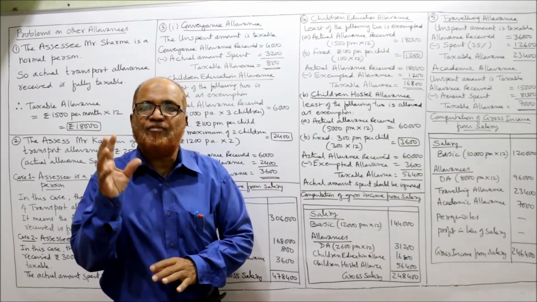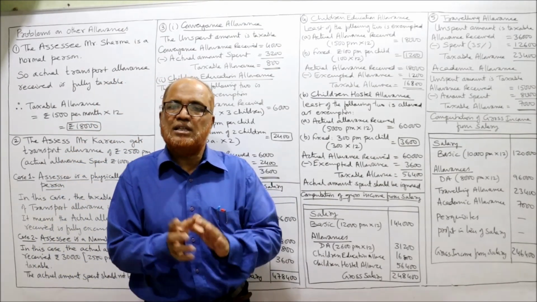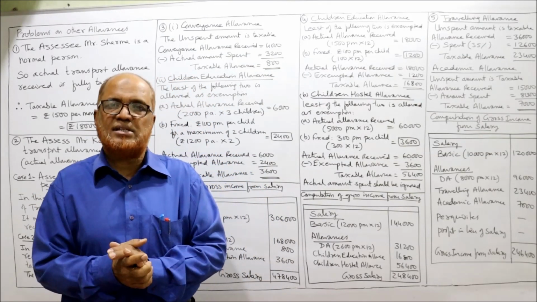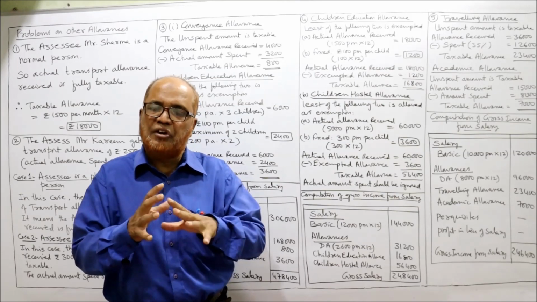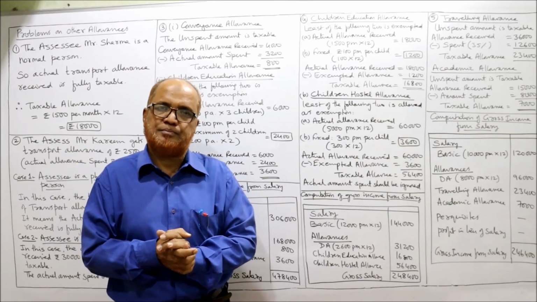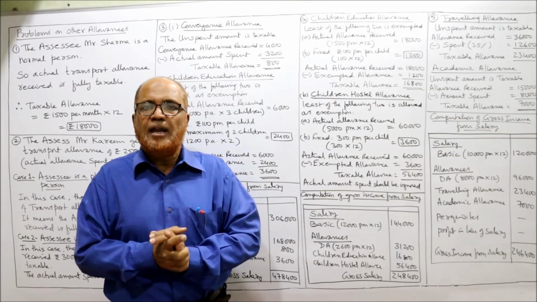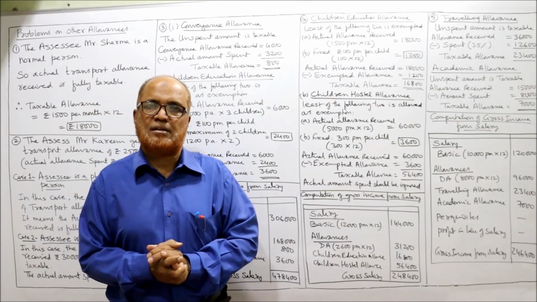So totally 5 problems we have solved on other allowances. This is the end of the part allowances I have completed. I have explained you in detail regarding the provision of different allowances, HRA, then other miscellaneous allowances. Next video I am going to start the next topic, perquisites.